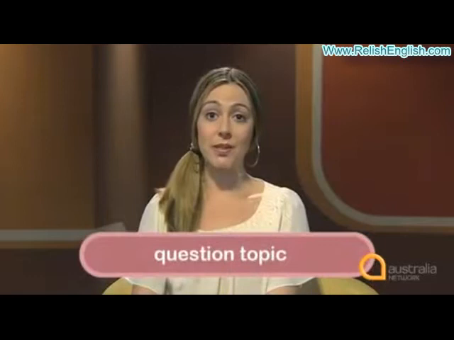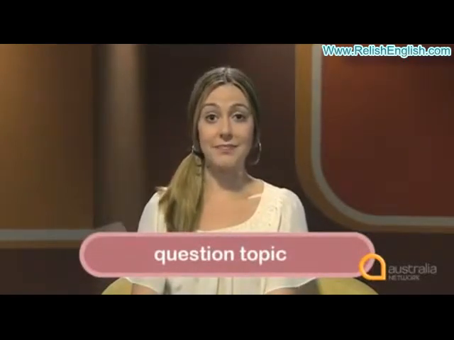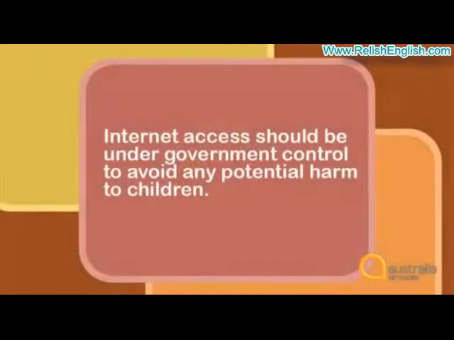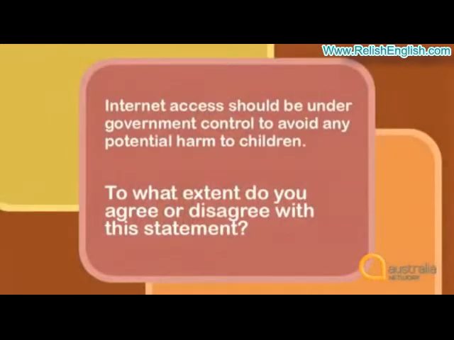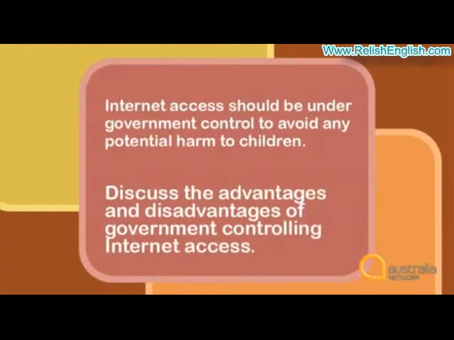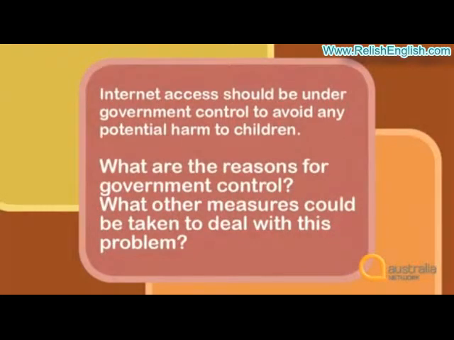There are two parts to an essay question. First, there is the question topic, a statement like this. Internet access should be under government control to avoid any potential harm to children. And second, there is the question task, which will be something like, to what extent do you agree or disagree with this statement? Or, discuss the advantages and disadvantages of government controlling internet access. Or, what are the reasons for government control? What other measures could be taken to deal with this problem?